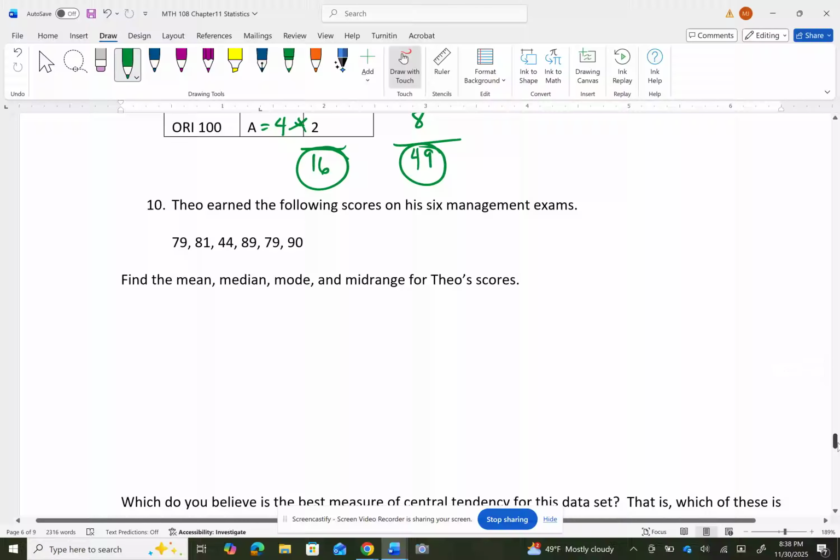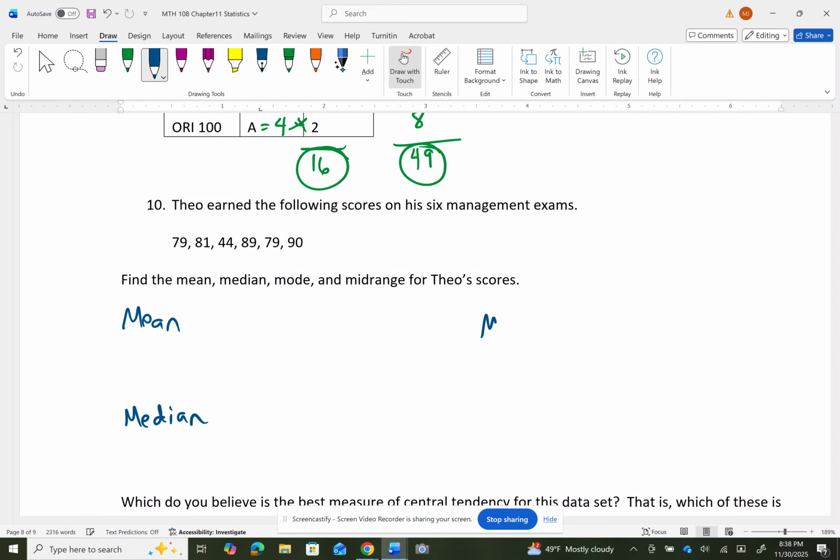Then I want to do this problem. Here we have a student that took 6 tests, and we want to calculate, like we did before, the mean, median, mode, all that. So let's go in and get the mean. Let's get the median. Let's get the mode and get the mid-range. Okay. So there's only 6 of them, so it only takes a second to get them in order. So we have a 44, 2 79s, okay, 44, 2 79s, an 81, an 89, and a 90. Okay, so there they are.